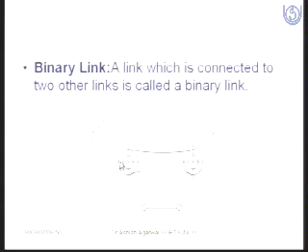As you see, this link is a singular link, since it is only connected to a single link. So that is why it is called the singular link. The second link is called the binary link. A binary link is a link which is connected to two other links. Just see, two links can be connected from this end and from this end. So it is called the binary link.